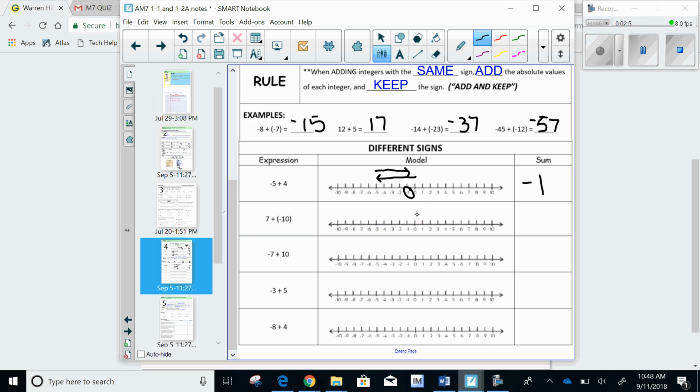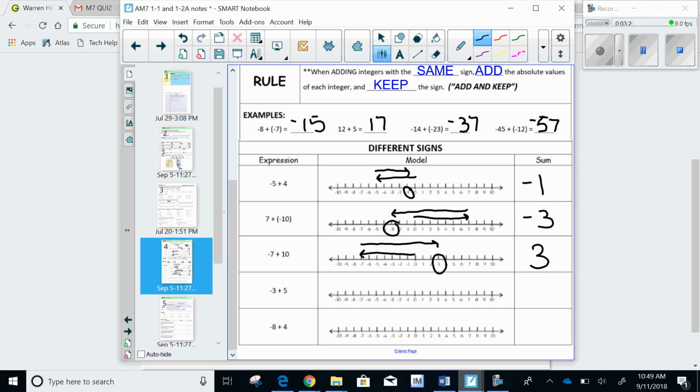Second one, start at 0, move to your first number, so up to 7. Now we've got to backtrack because we're adding a -10, so now we're going to go to the left 10 spots. So that's 7 right there, 8, 9, 10. And we're going to be at -3. Next one, -7. Start by going there, and then we have to go +10, so we're going to go 10 in the positive direction. So there's 7, 8, 9, 10, and you end up at 3.